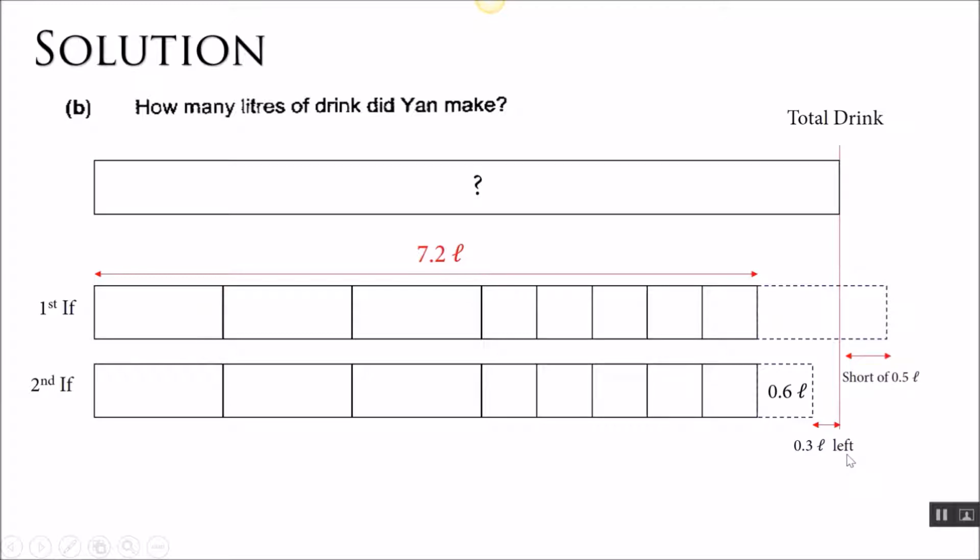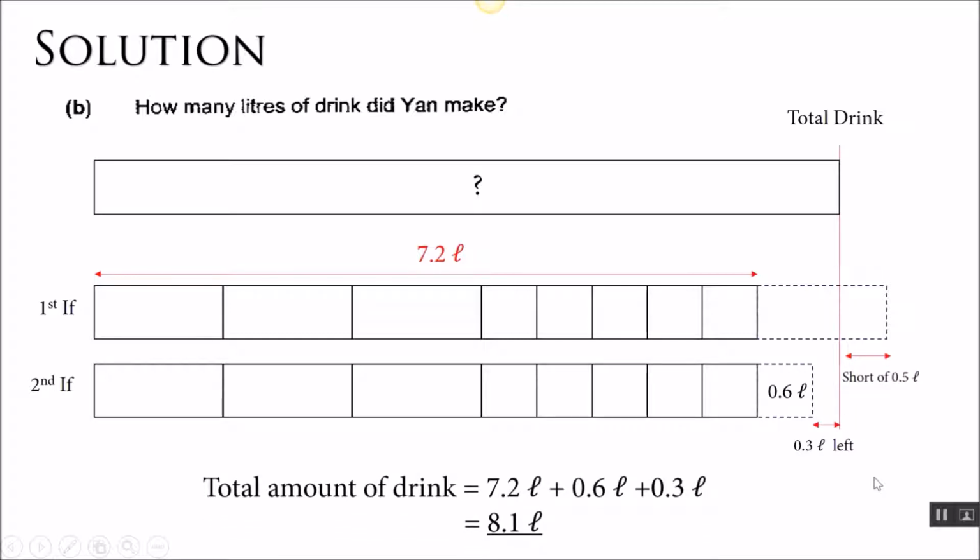So if I want to find the total drink, I just need to add up 7.2 liter plus 0.6 liter as well as 0.3 liter over here to reach this red line. And that's where I got my answer for Part B, 8.1 liter.